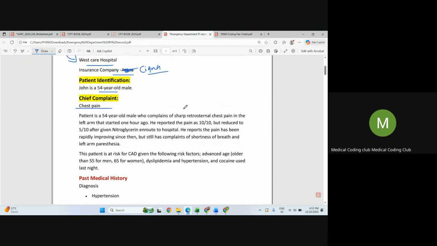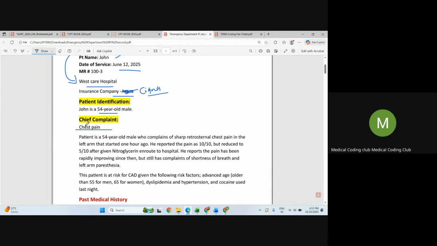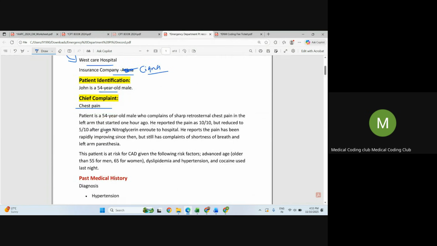What all do you need to check in the medical record? First, check the patient age criteria and place of service, and then the chief complaint. Why the patient is here today, that you have to check. The patient is having chest pain, and here they have given details about the chief complaint, how the patient is suffering related to that particular problem, everything they have discussed.